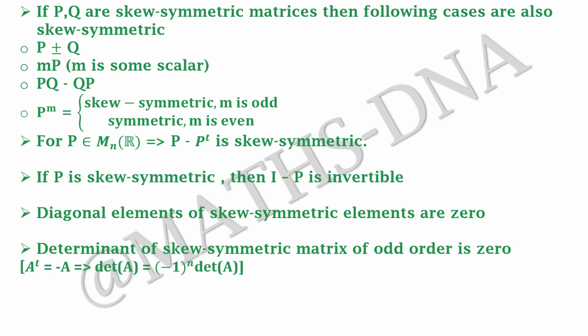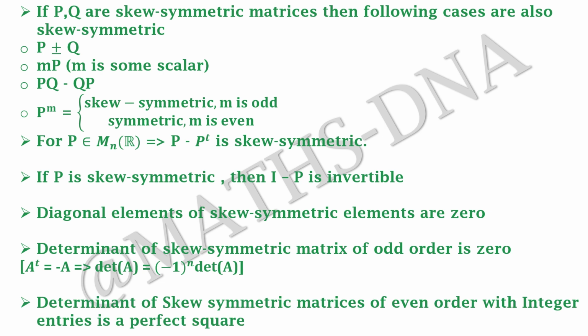Now, why is it 0? From the definition, we know that A transpose is equal to minus A, which implies that determinant of A is equal to minus 1 raised to n into determinant of A. When both of them are equal, it simply means that determinant of A is 0.